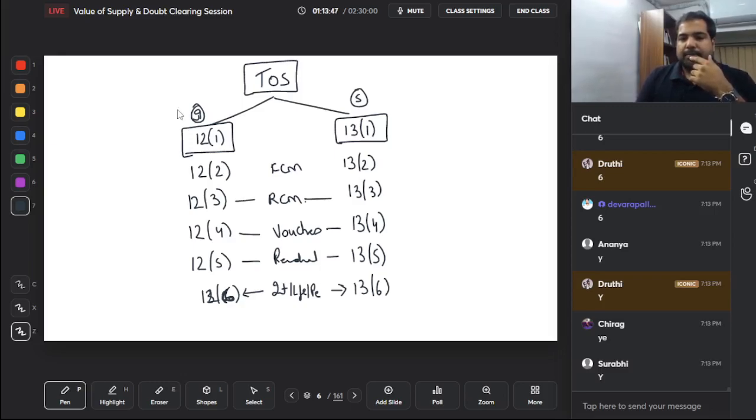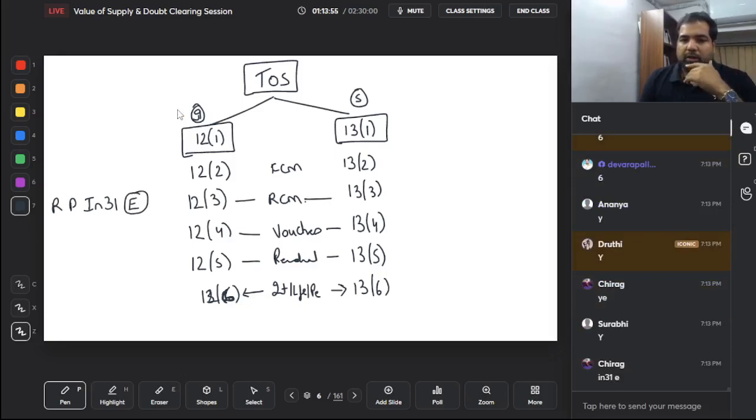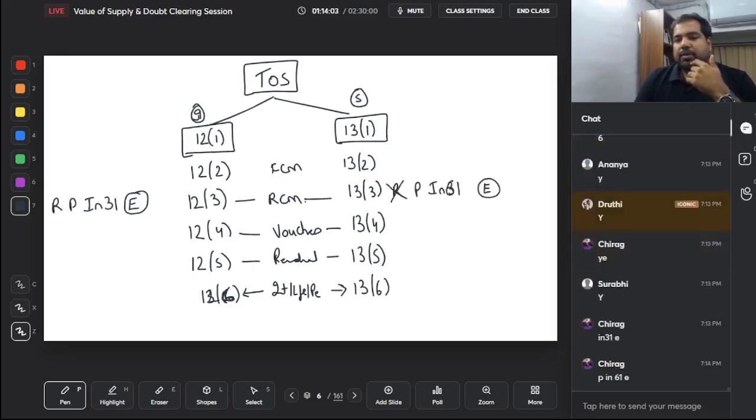Let's do RCM. Recipient pays in 31 entirely, but entirely is only used if all three are not there. Recipient pays in 31 entirely. R goes out and this becomes 61. And if you're dealing with an associate enterprise, this invoice also goes out. So this is payment date or entry date, whichever is earlier.